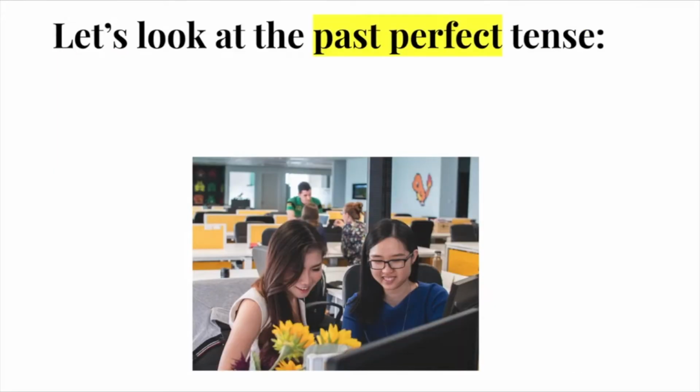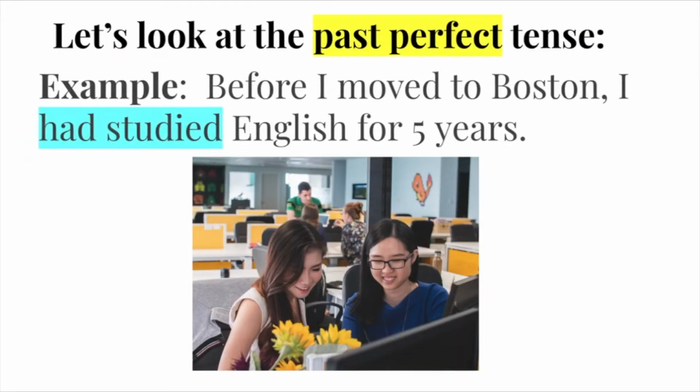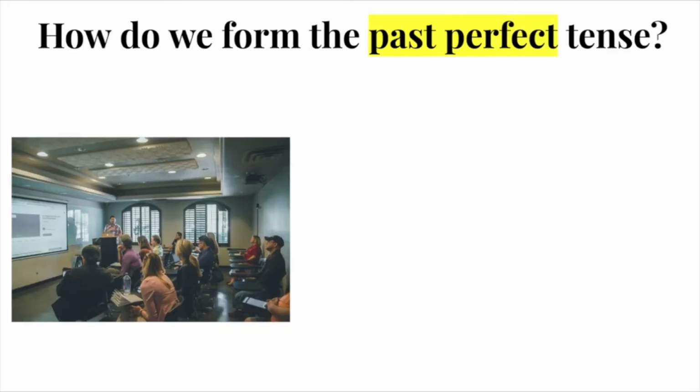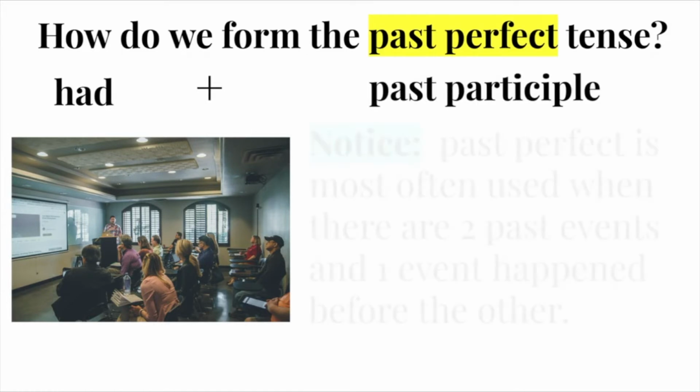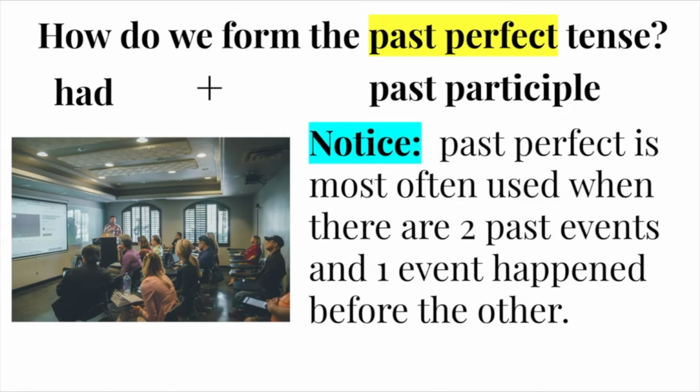Let's look at the past perfect tense now. Here's an example. Before I moved to Boston, I had studied English for 5 years. Had studied. How do we form the past perfect? We use had plus the past participle. Notice, past perfect is most often used when there are two past events and one event happened before the other.